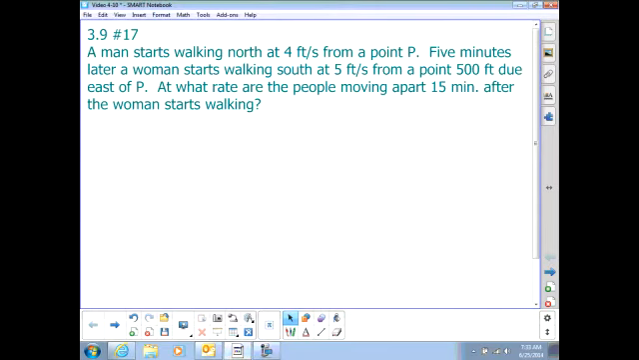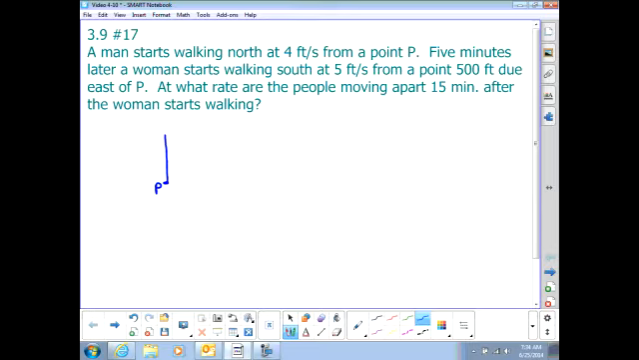In today's video, we'll look at two final related rate examples. These ones come from section 3.9 in your textbook. So we have a man starts walking north at 4 feet per second from a point P. So we'll say that this is point P here, and the man is walking north.